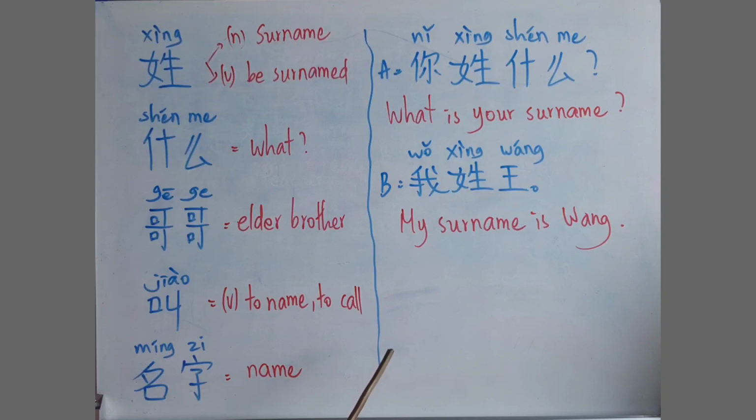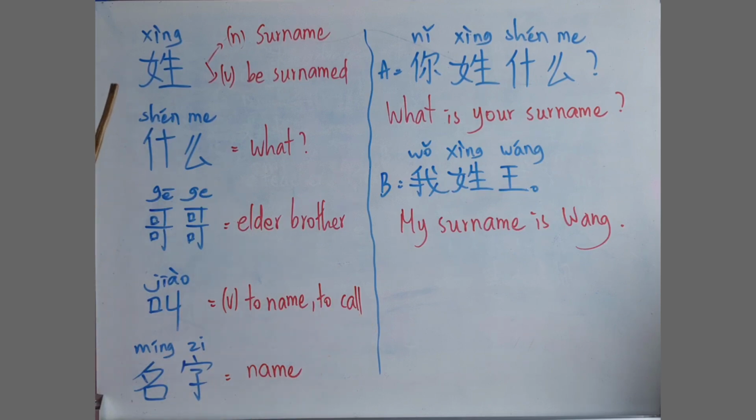In our Chinese lesson today, we will learn how to ask someone's surname and how to answer that question. We also learn how to ask people's names. This lesson is basic speaking in Chinese. You have to know all of it, so let's start our lesson.